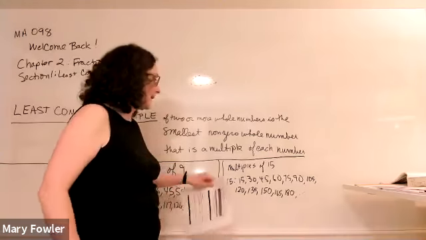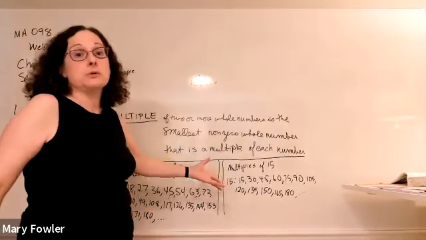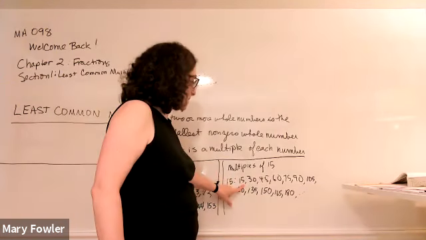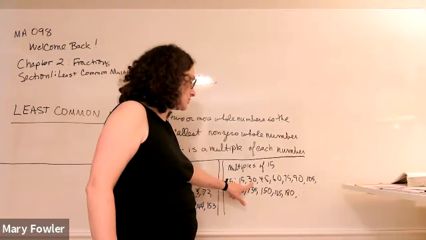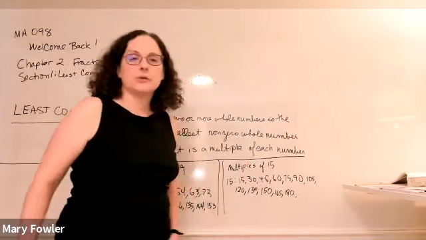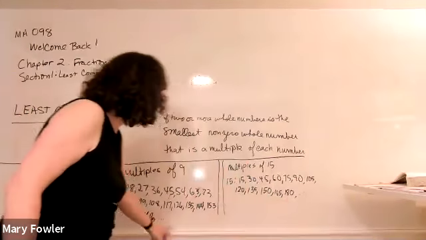Now I also want to list the multiples of 15. So maybe give that a shot. You can look down or you can look up. 15 times 1 is 15. 15 times 2 is 30. And I continue listing the multiples of 15 here all the way up to 180.